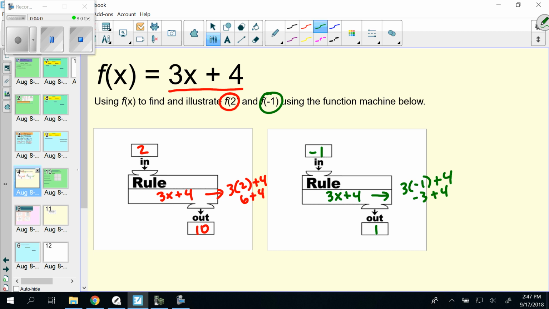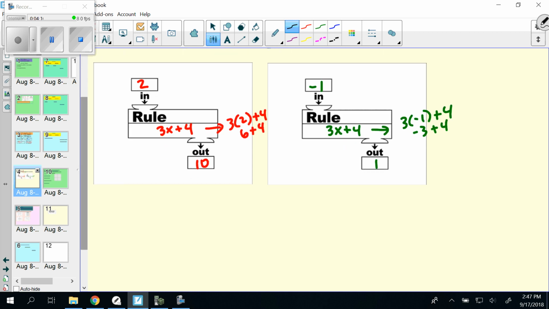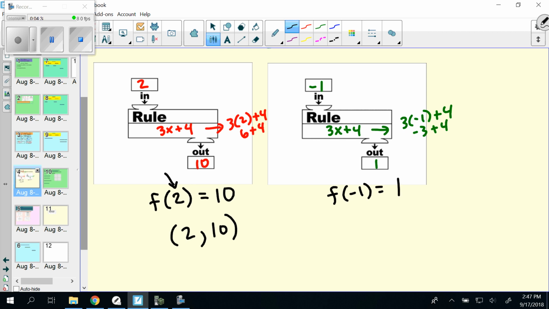How we would write that in function notation would be that f of 2 equals 10. Because when we plugged 2 in for our x value, out came 10. We could also write that as an ordered pair of (2, 10). So all these things mean the same. But with our second example, when we plugged in negative 1, out came 1. So that's also saying there's an ordered pair of (-1, 1).